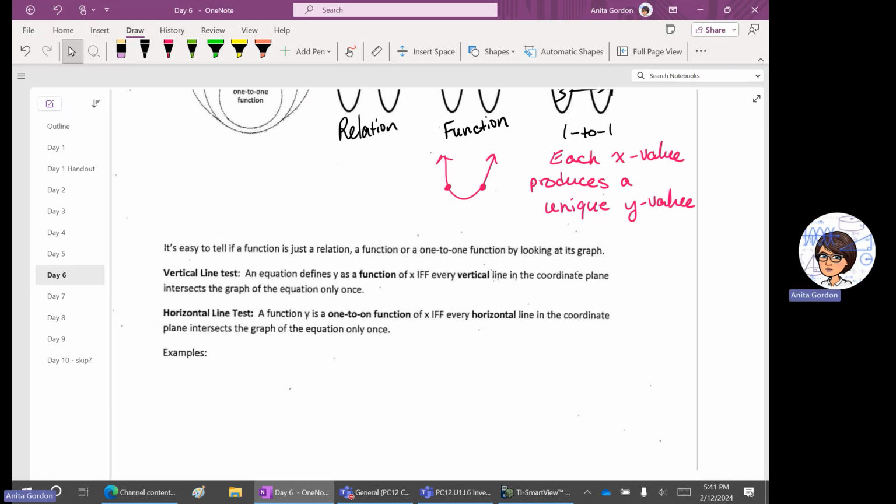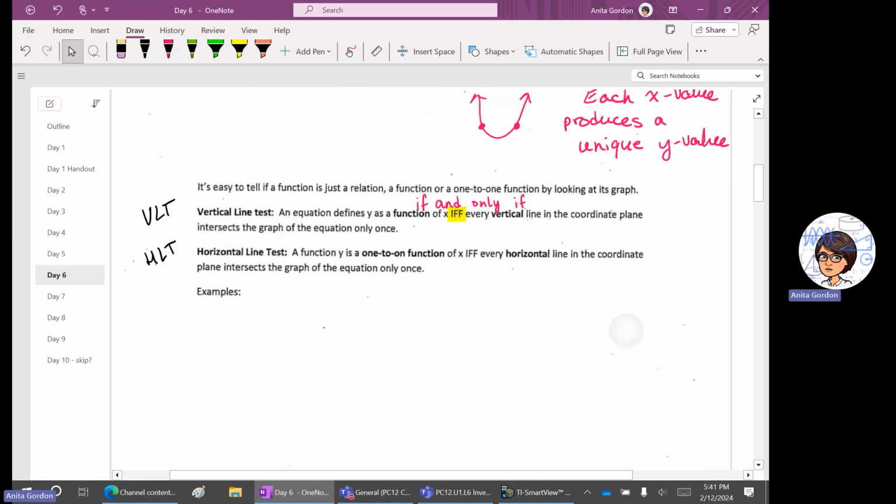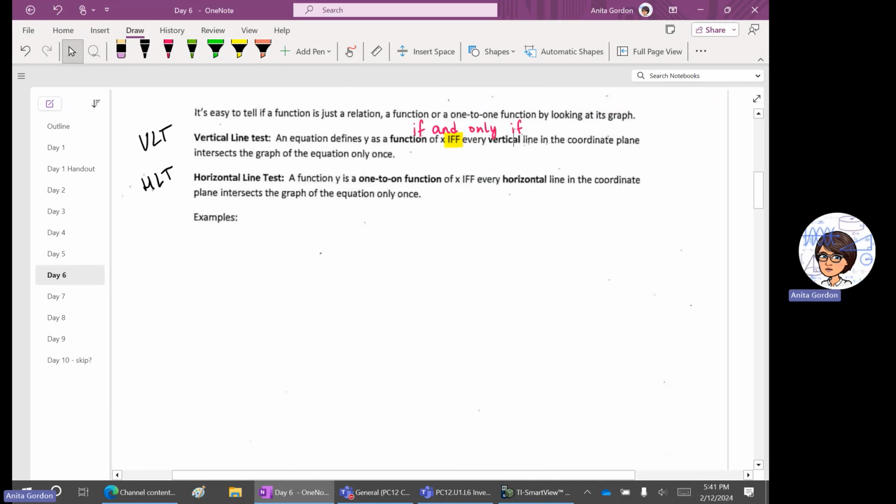Okay, with a vertical line test, again, this mathematician does not like to write out words. We're going to call it the VLT and the HLT, horizontal and vertical line test. One thing to note, this IFF is again a mathematical shorthand for saying if and only if. So that means we're talking about a very strict restriction.